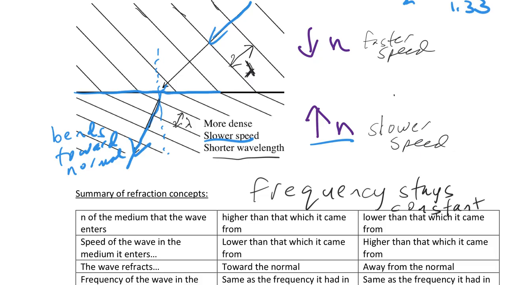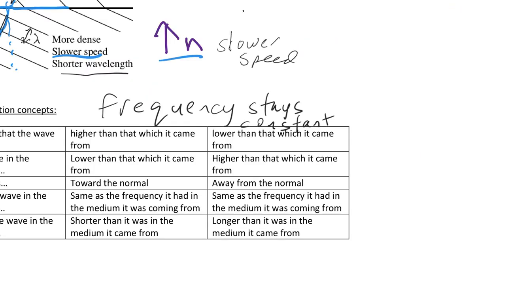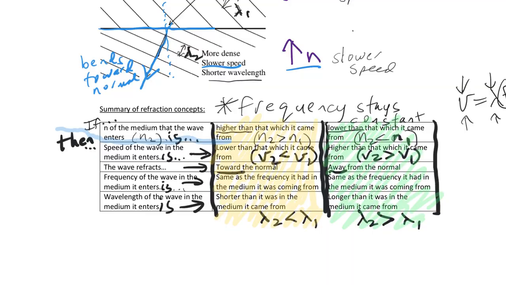Because the frequency stays constant, using the wave equation, the speed and the wavelength are directly proportional, right? So if the medium is going to slow down the speed, the wavelength is going to get shorter. In the medium where the speed's higher, the wavelength will be longer, as this is showing right here. So I summarized all those concepts in this table right there.